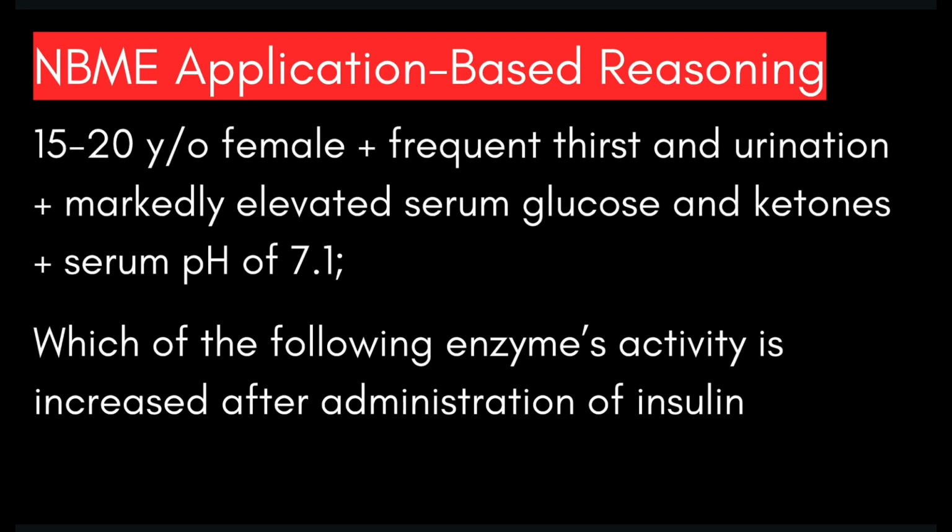We have another NBME application-based reasoning question. We have a 15 to 20-year-old female with frequent thirst and urination problems, with a markedly elevated serum glucose and ketone level, alongside a serum pH of 7.1. Which of the following enzymes' activity is increased after administration of insulin? Hint: it's either hexokinase or glucokinase, so focus on those two and your reasoning behind why. And then on the NBME question bank, they probably have a bunch of other distractor answer choices, so just make sure you have that firm understanding down.